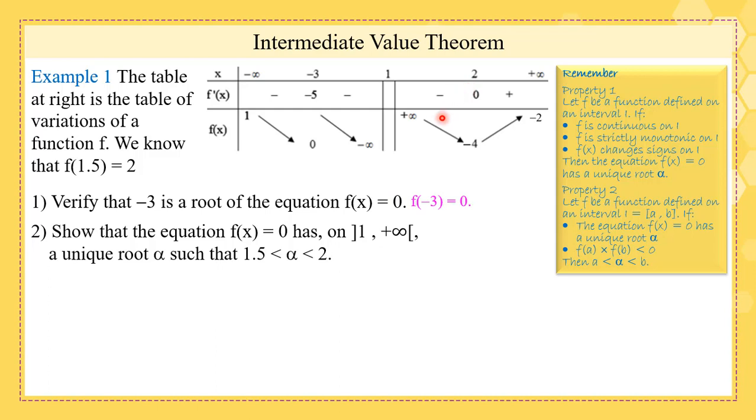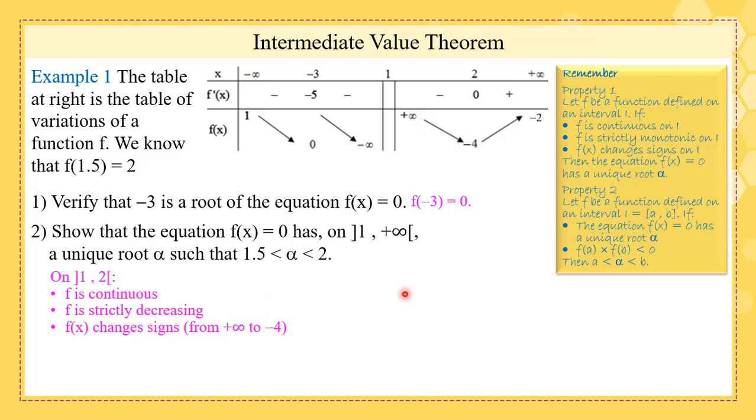Now here, because the function is not strictly monotonic, we take some restrictions. I mean, we study it first on the interval 1, 2. So between 1 and 2, you can see that f is continuous, f is strictly decreasing, and f of x changes signs, in fact from plus infinity to -4. So from these three conditions, applying property 1, we can state that the equation f of x equals 0 has a unique root alpha. Now this is the first part of the question, and then we need to verify that alpha falls between 1.5 and 2. This is the second property.